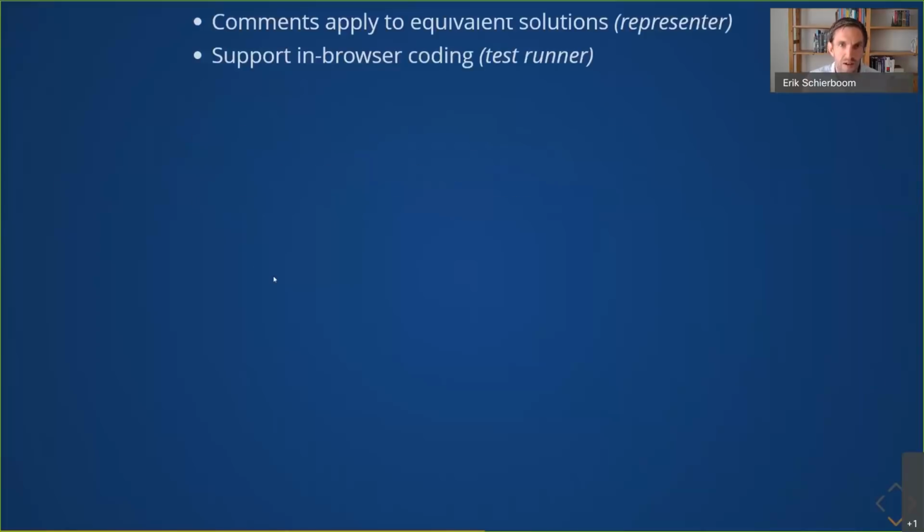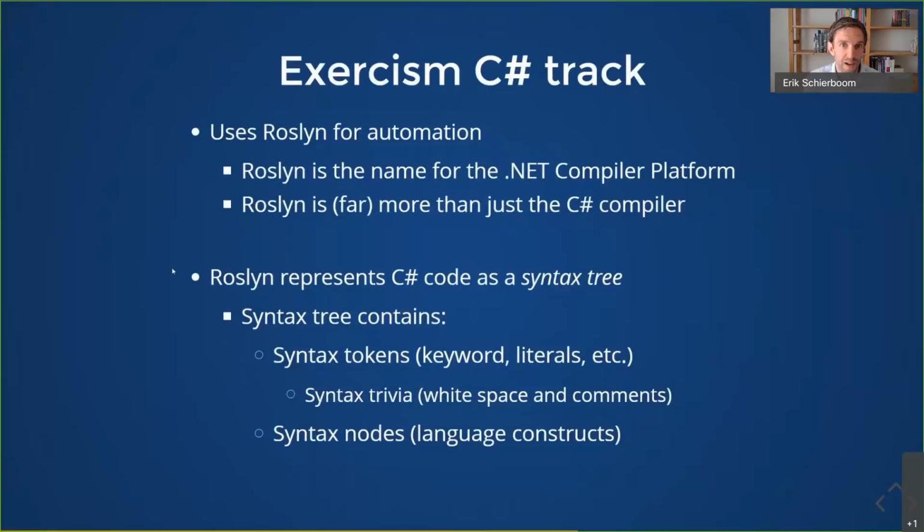So in this session, we'll look at how the C# track of xUnit has implemented the aforementioned tools. And for all three tools, we've used Roslyn. You probably know Roslyn as the name of the C# compiler. However, Roslyn is far more than just the C# compiler. In fact, Roslyn is the name of the .NET compiler platform.